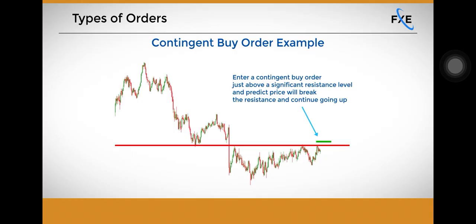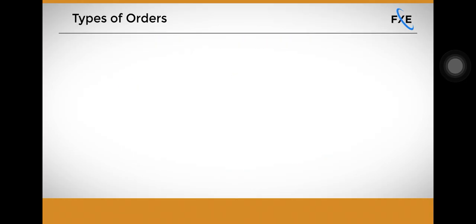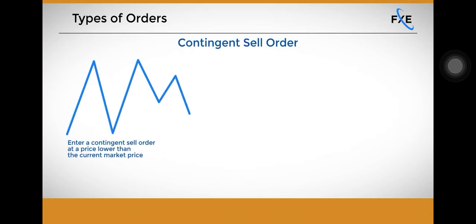This may be practical when resistance is near the current price. However, it's important to keep in mind that on larger timeframes, what appears to be a small range could be several percent. Now let's look at contingent sell orders. When you use a contingent sell order, you're attempting to sell your existing position at a price that is lower or worse than the current price.